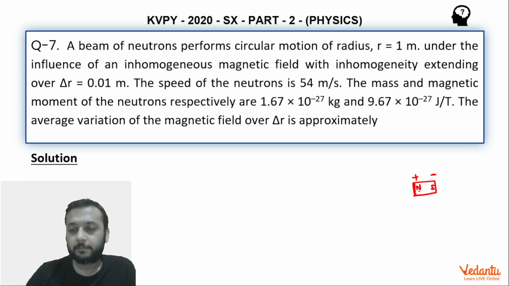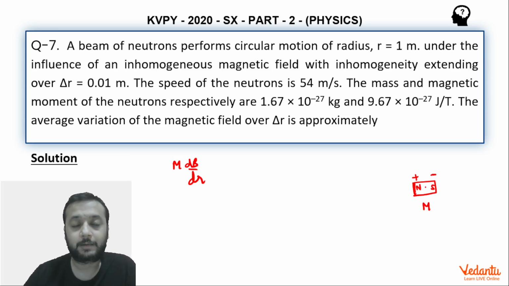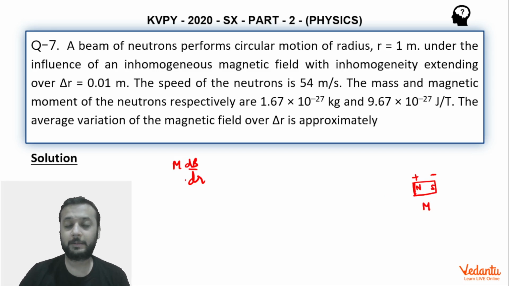Now this bar magnet will also have a magnetic moment. Let's call this magnetic moment of the bar magnet m. Now if this bar magnet is present in a non-uniform magnetic field, then we know that m dB by dr will be the value of the force that will act on this bar magnet. This m dB by dr is a force that will act on this bar magnet.